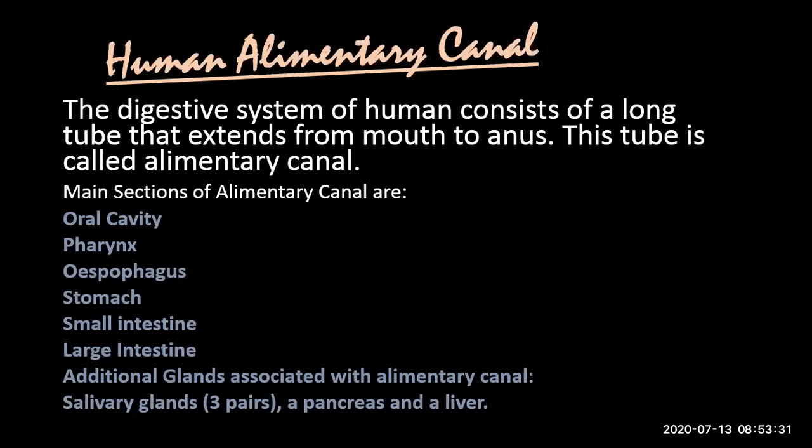But there are additional glands along with this canal: the 3 pairs of salivary glands, a pancreas, and a liver. They are also associated with the digestive system. Always remember that. Now the 3 pairs of salivary glands: one pair is located above the hard palate, the other pair is located below the tongue, and the third pair is located towards the edge of the jaw or towards the ear.